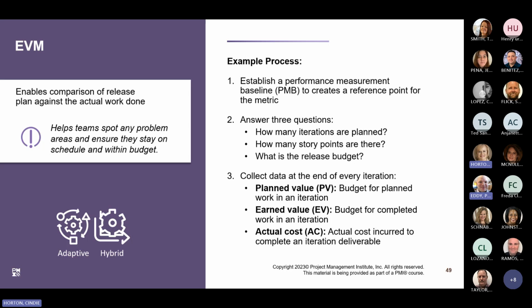First, you would establish the performance measurement baseline to create a reference point for the metric. Then you would probably answer questions, well, how many iterations are required? How many story points are there? What is the release budget? And then finally, you would collect the data at the end of each iteration to calculate your planned value, earned value, and your actual cost. Keep in mind that EVM is usually more focused on the schedule aspects and not necessarily the cost aspects, since cost is a fixed factor in releases. The number of iterations or length of time to complete stories is usually the metric used.